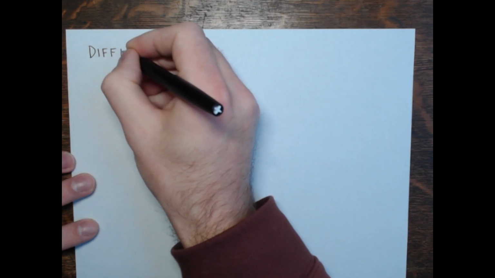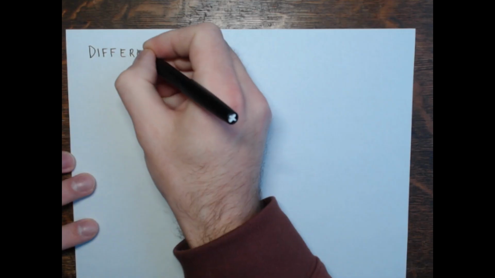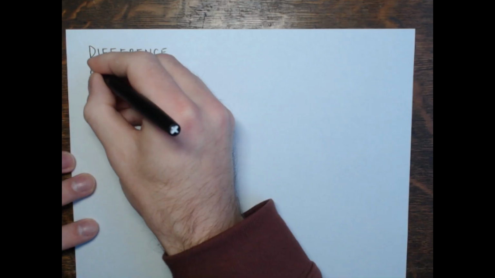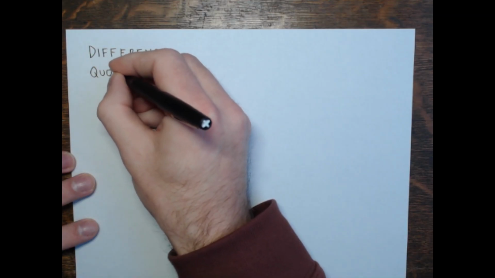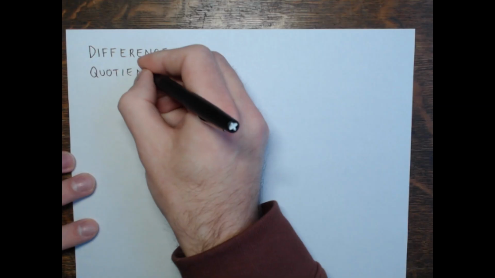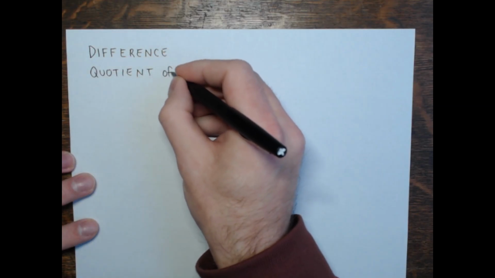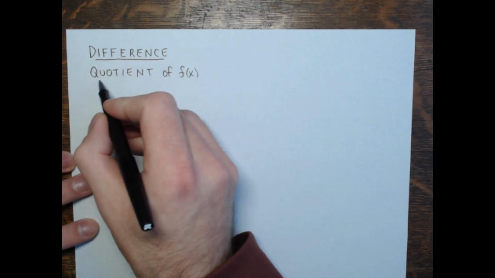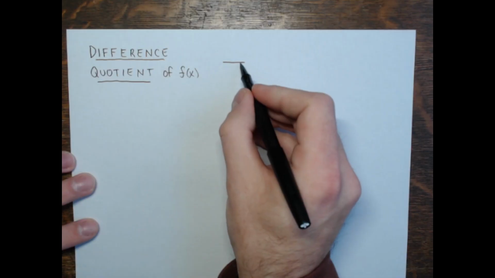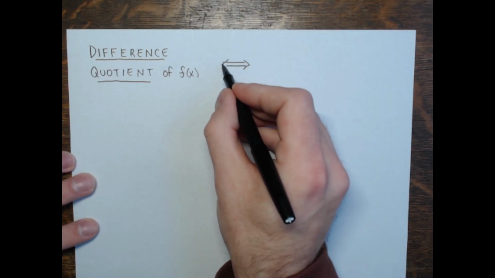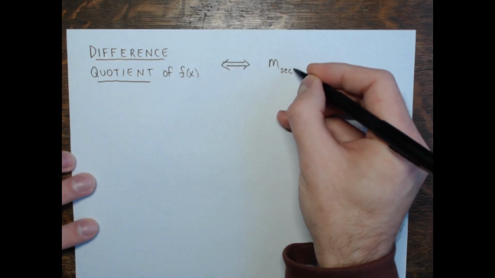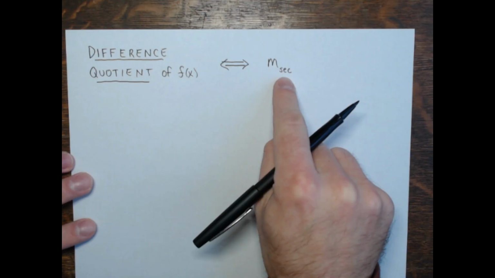So these words, difference quotient, of a function, say of f of x, has the precise same meaning as the slope of those secant lines. Remember the m sub sec earlier.